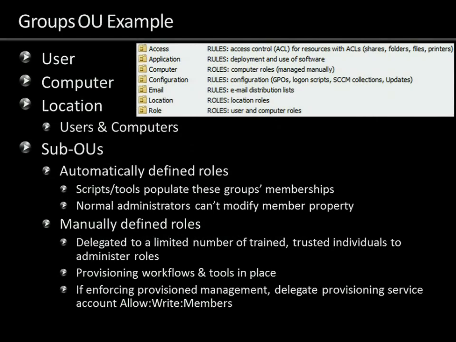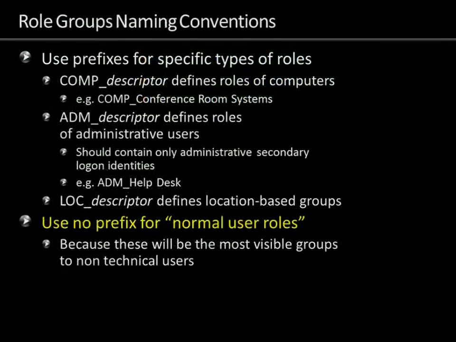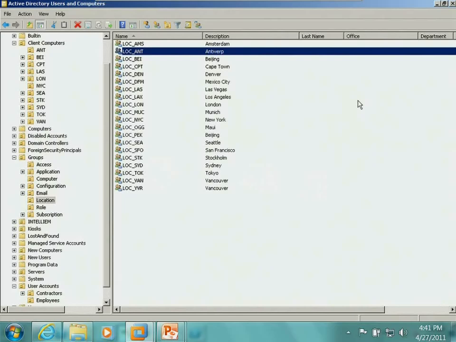You should ideally organize these in Active Directory in a way that makes sense. So I like to have OUs for my different types of role groups. There's an example on the slide for you to look at. And you want to come up with a good naming convention. Naming conventions are very important with role-based management. And in the case of role groups, there's three prefixes that I like to use when defining roles.